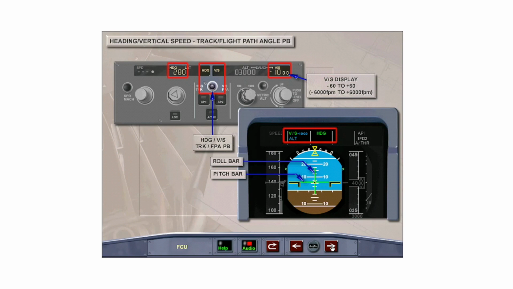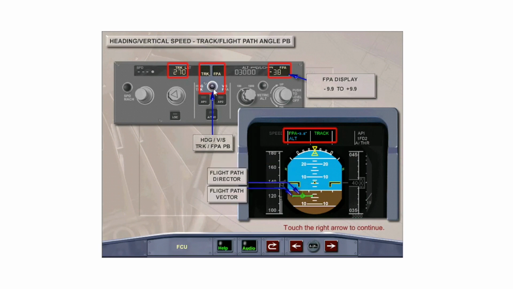The heading vertical speed track flight path angle push button is used to change heading reference to track reference in the FCU heading track window, and vertical speed reference to flight path angle reference in the FCU vertical speed flight path angle window. Touch the heading vertical speed track flight path angle push button. The flight path angle range is from minus 9.9 degrees to plus 9.9 degrees in 0.1 degree increments.